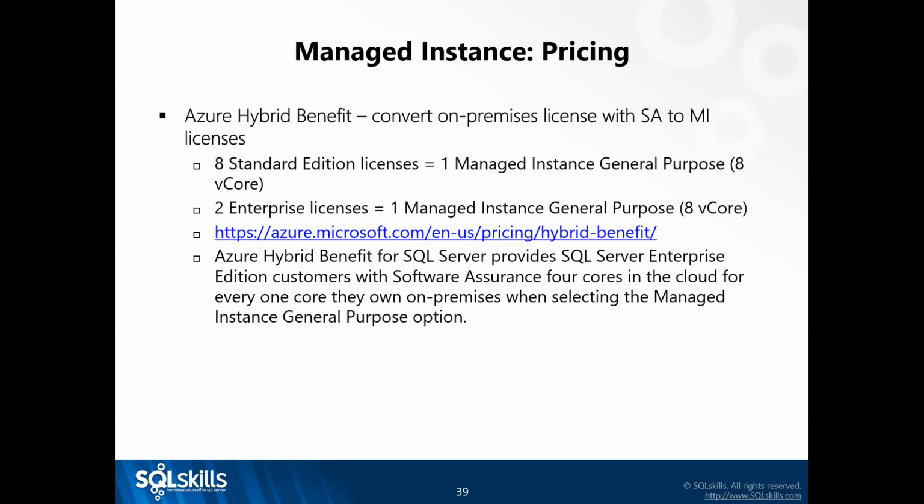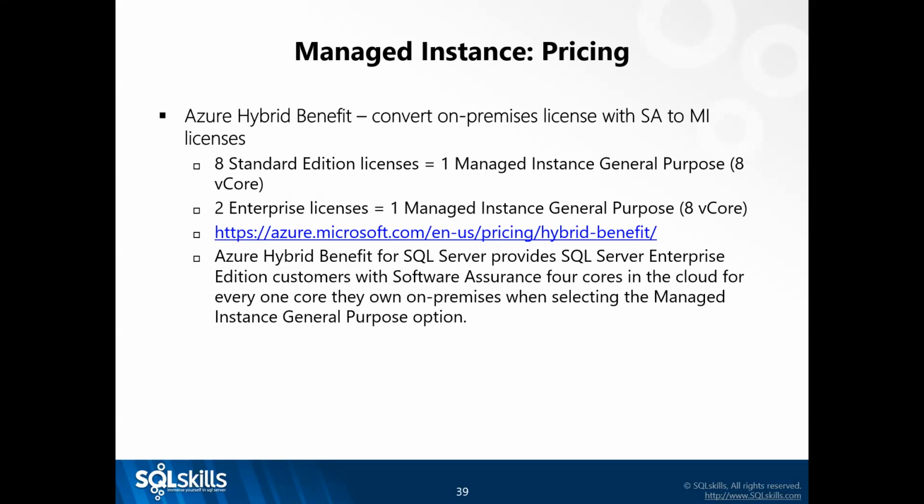With the vCore pricing, it introduced the Azure Hybrid Benefit. So this is a benefit for SQL Database on up. It is the vCore pricing model. So a standard edition license is 1 for 1. So 1 standard edition core-based license on premises is 1 general purpose vCore license in the cloud. 1 enterprise core license is 4 vCore using the Azure Hybrid Benefit.